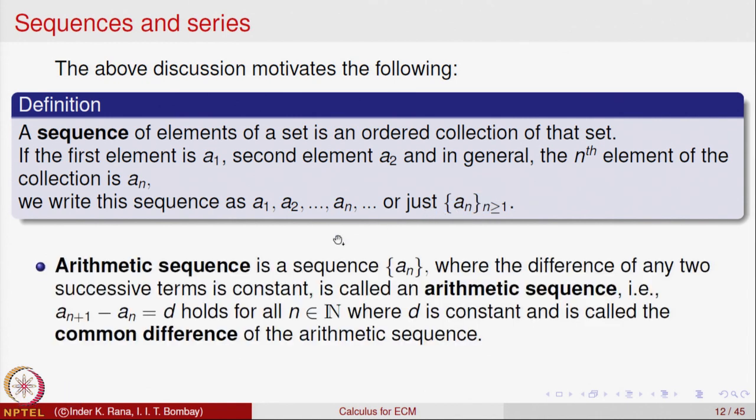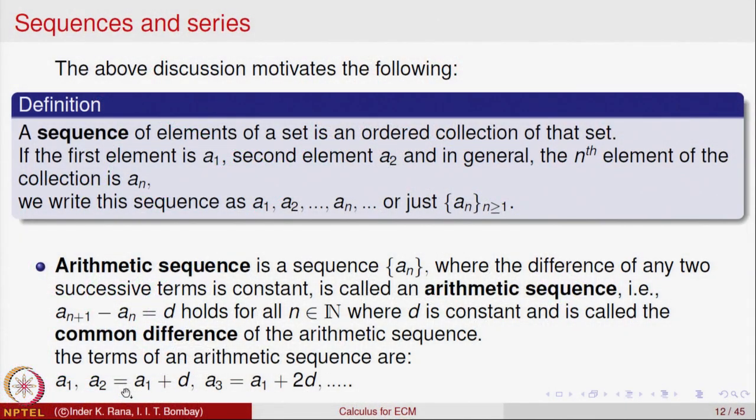So, we say a sequence is an arithmetic sequence if the difference between any two consecutive terms is a constant. That means if A n plus 1 minus A n is the same constant d, then we say this sequence is an arithmetic sequence, and that is what happened in our previous case of option A, when there was an increase of 80 chairs per week. And this d is called the common difference.